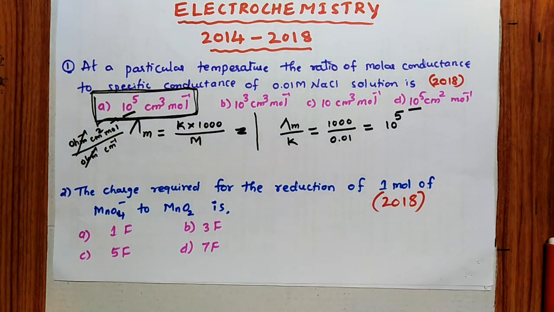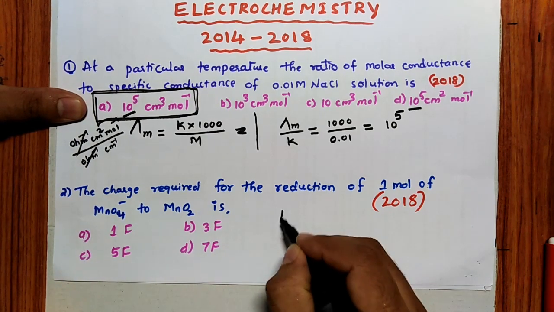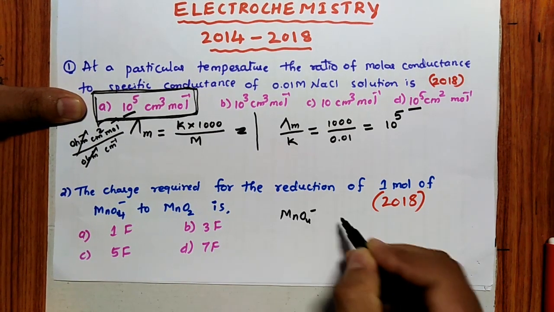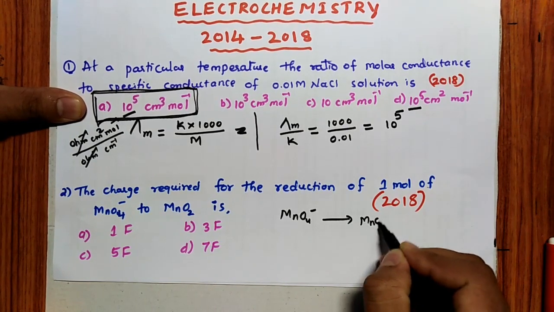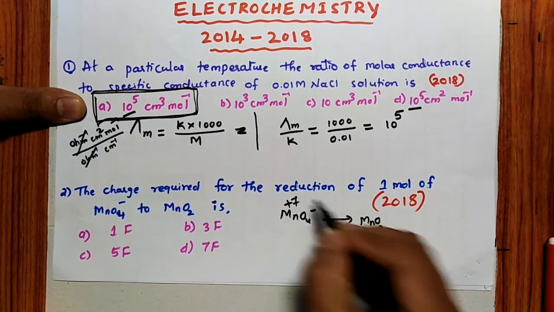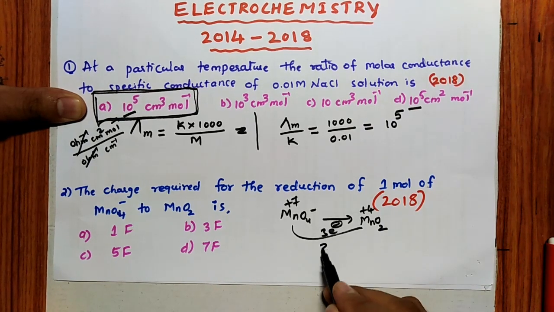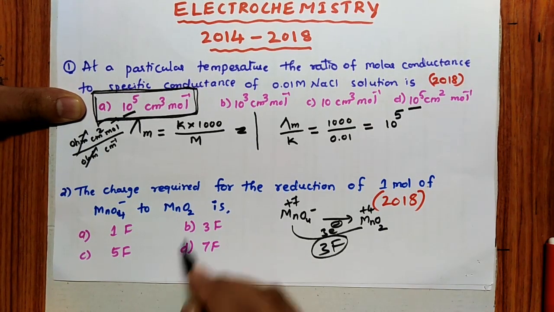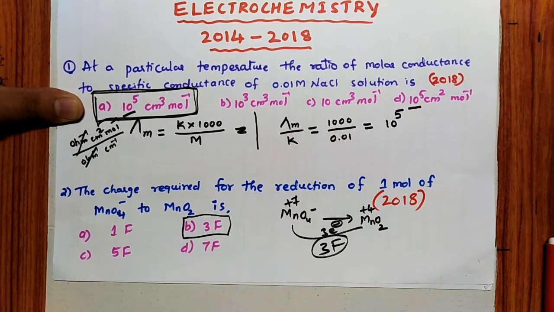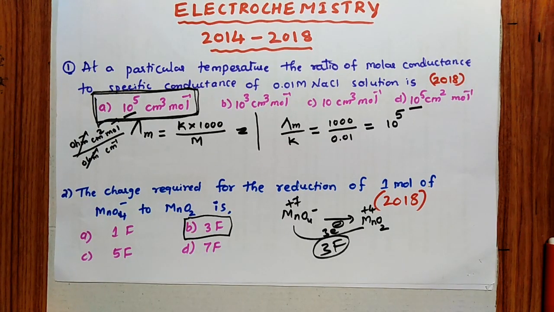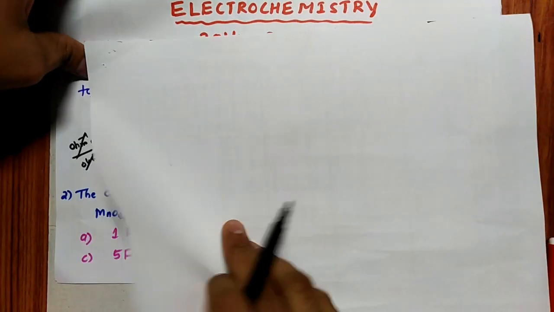This is the question: charge required for the reduction. In this particular case, what is the change in electron? MnO4 minus gives rise to MnO2. The oxidation state of Mn is plus 7 here, plus 4 here. How many change? 3 electron change. 3 electron means 3 Faraday. So the answer is Option B. That is the answer for this question. So this is about the second question.